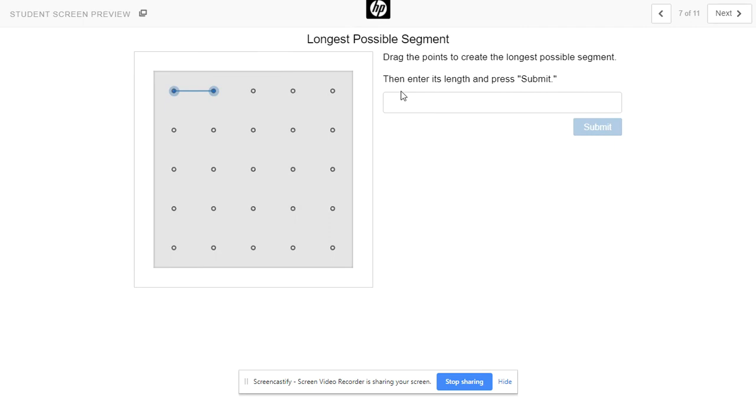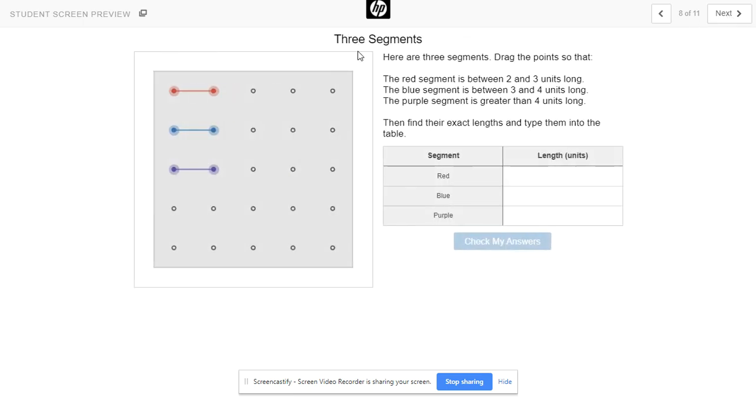And then here, you're just trying to create the longest possible line segment. Pretty straightforward. Here, you're just going to be creating 3 line segments. So you're going to create the red one to be somewhere between 2 and 3 units long. The blue one should be 3 to 4 units long. And then the purple one just has to be longer than 4 units. And then after you've created what you think this line segment is, you enter in the exact lengths down here. Again, if it's a non-perfect square root, like we did the square root of 5, you're going to have to enter that as the square root of 5 to make it exact.